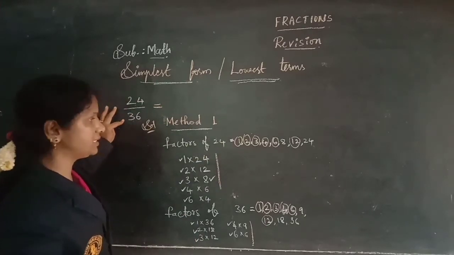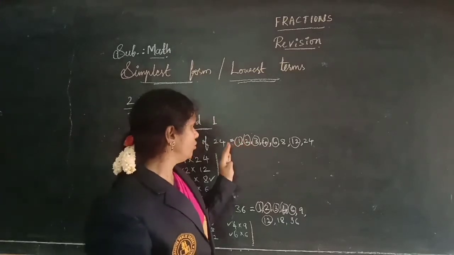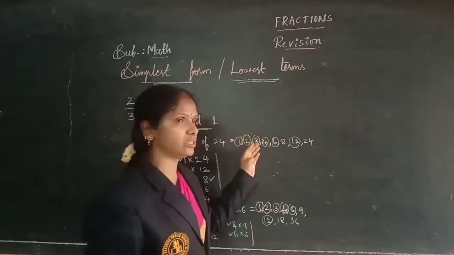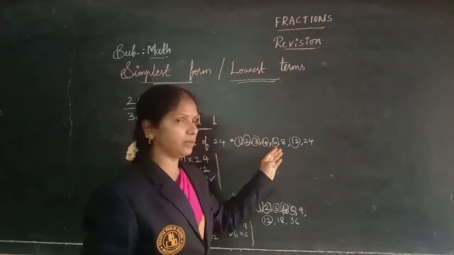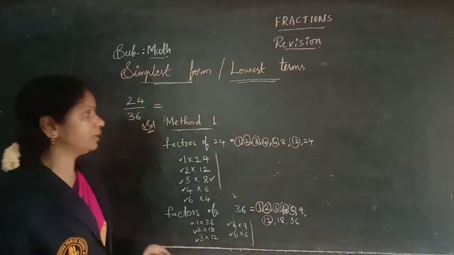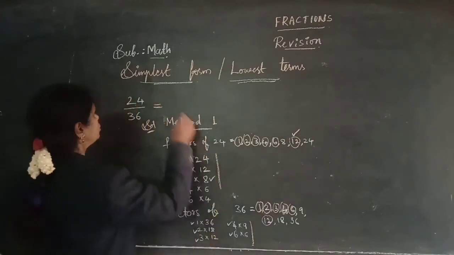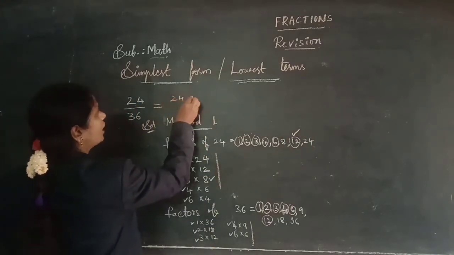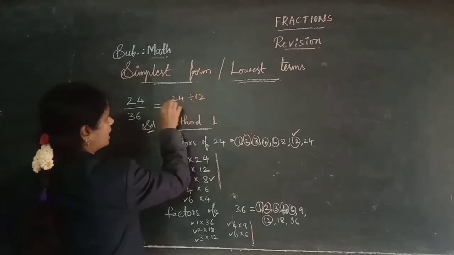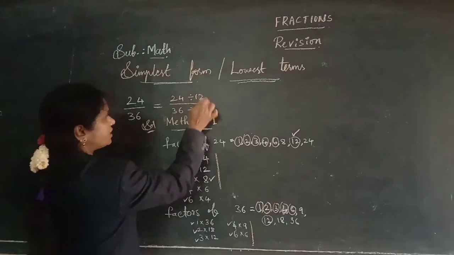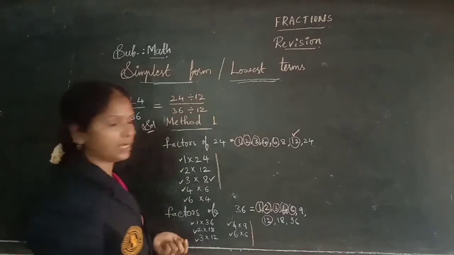Among these common numbers, children, check which table divides both. 24 and 36 you can divide by the 2 table, or by the 3 table, the 4 table, the 6 table. Any one table you can select, children. So here I am selecting the 12 table. 24 I am dividing by 12, as well as 36 you should divide by 12 only, children. With the same number we need to divide the numerator and denominator.